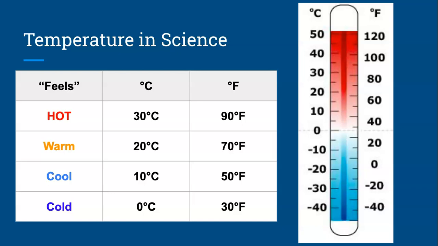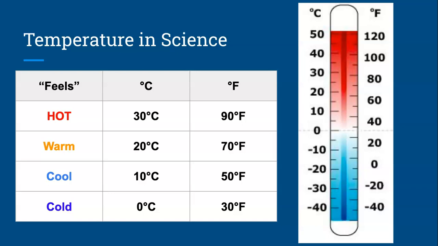However, in science, we use degrees Celsius. It's simply another way of measuring temperature. You'll notice on the thermometer on the right, both degrees Celsius and degrees Fahrenheit measure temperature. However, if you're unfamiliar with degrees Celsius, it can be hard to figure out what the temperature is saying. So here's a handy way of breaking it down.